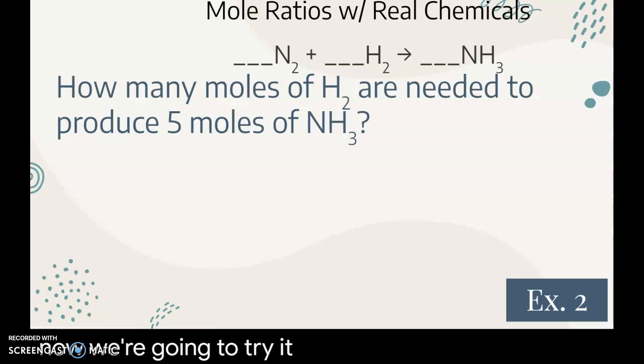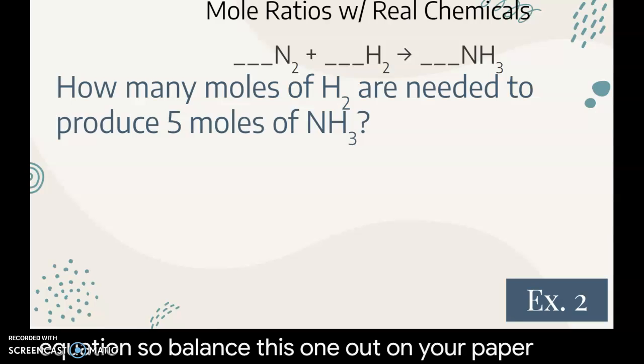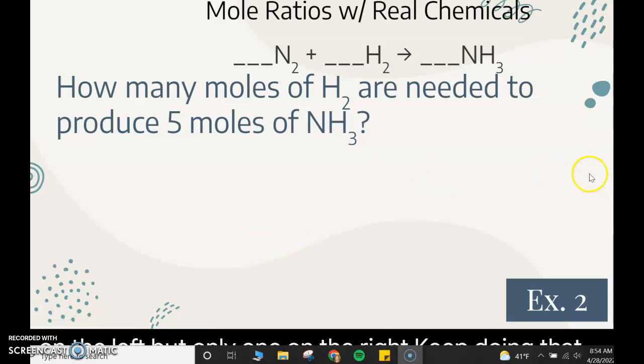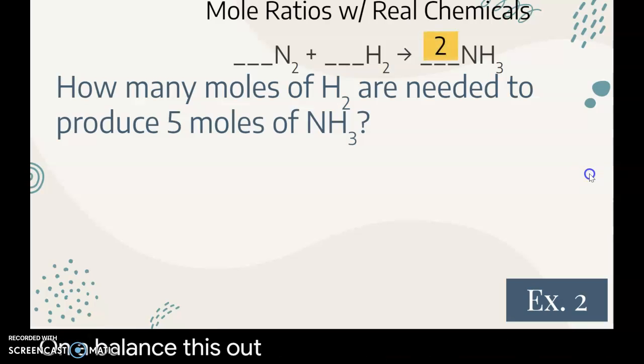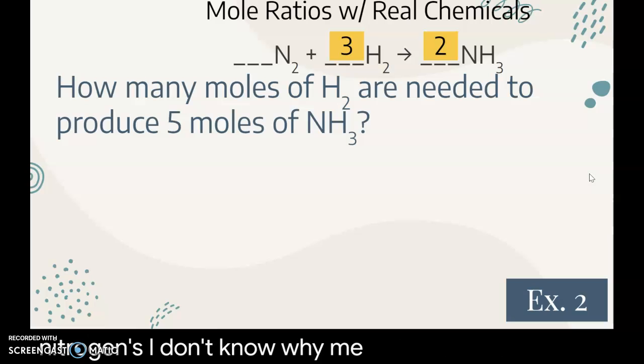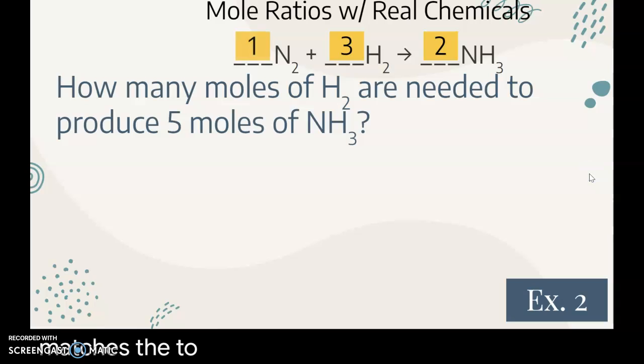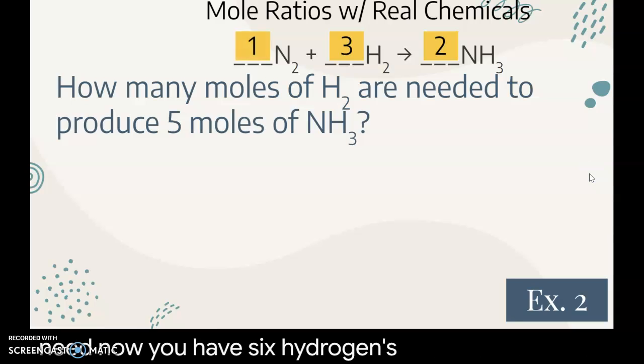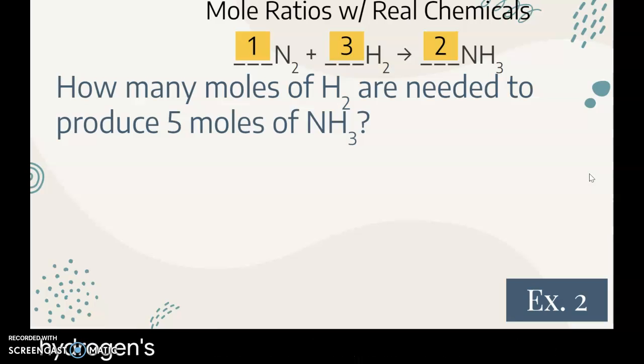So now we're going to try it with a real chemical equation. So balance this one out on your paper. Okay, so if we want to balance this out, we're going to need 2 nitrogens. You're going to put a 2 in front of the NH3 so that it matches the 2 on the left. And then now you have 6 hydrogens on the right, so you're going to need to make the middle one 6 hydrogens as well.